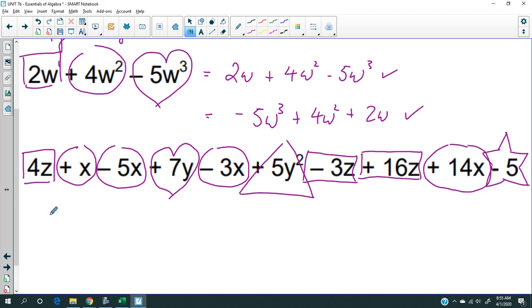Okay. All right. Now, let's see. 4z minus 3z. That's 1z, right? 4 minus 3 is 1, right? So 1z plus 16z is 17z.